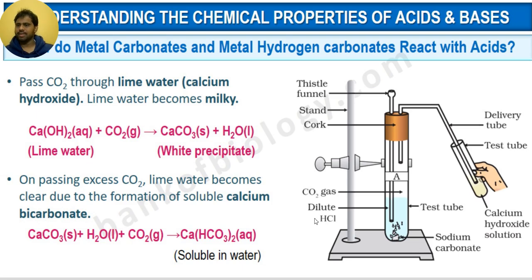So I hope the concept is clear: when metal carbonates and metal hydrogen carbonates react with acids, we get the evolution of carbon dioxide gas, which is tested by passing it through lime water, and it turns lime water milky due to the formation of CaCO3, a white precipitate. And if we pass extra CO2, then the white precipitate becomes clear again because soluble calcium bicarbonate forms. I hope the concepts are clear for all my students.